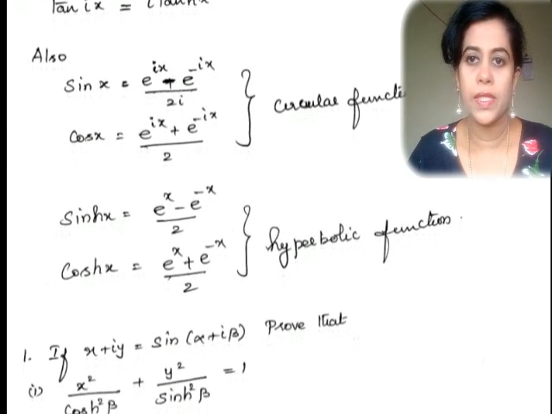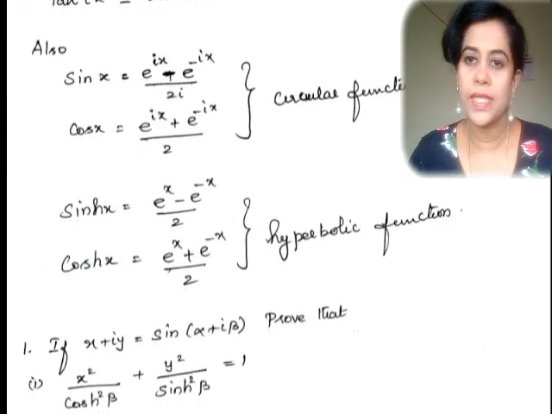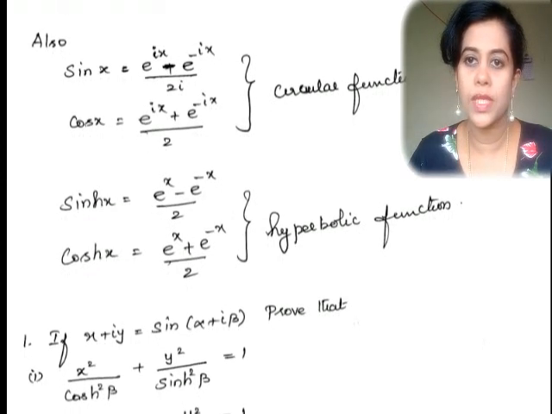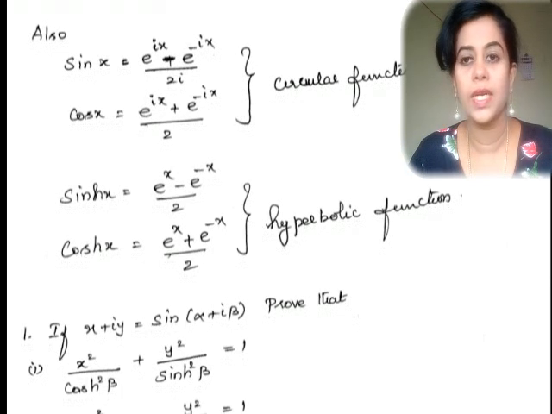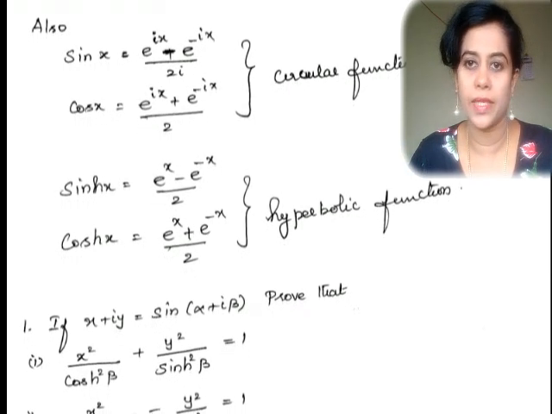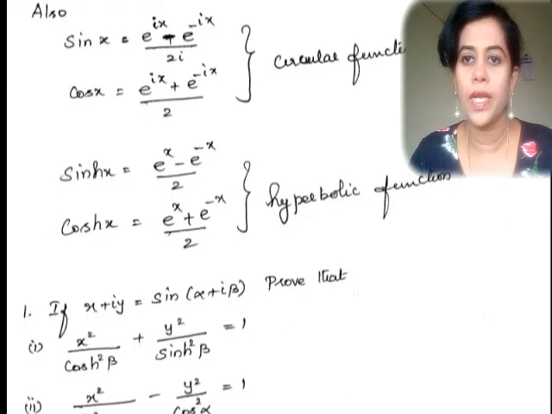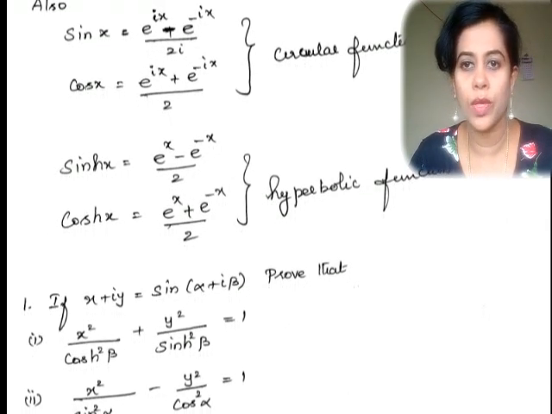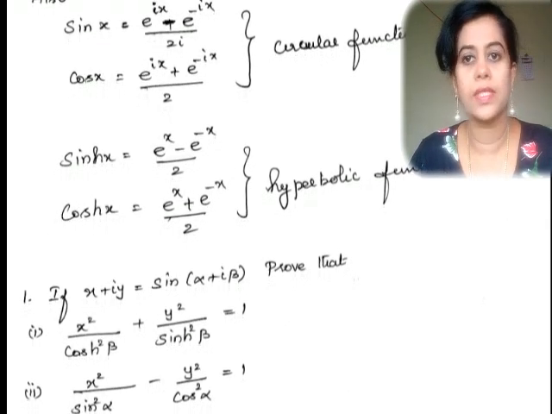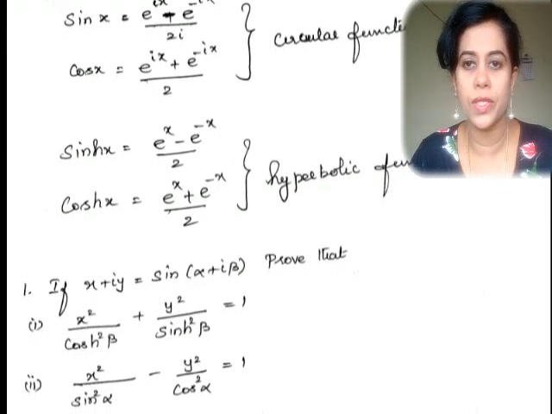And the relationship says that sin ix is equal to i sin hx, cos ix is equal to cos hx, tan ix is equal to i tan hx. So these formulas will be very useful in the course of solving the problems on hyperbolic functions. Let us discuss the problems on hyperbolic functions now.